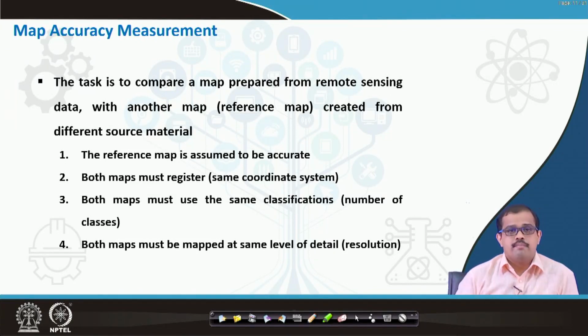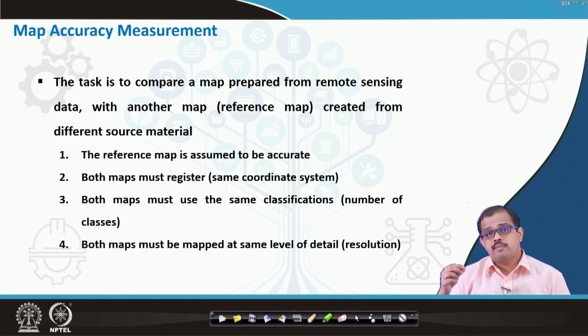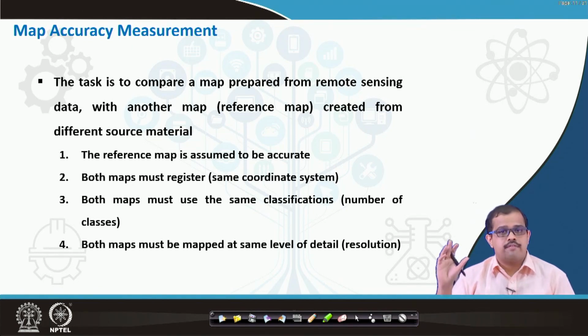So, there is something called map accuracy measurement. This is the task to compare a map that is prepared from remote sensing data and another map which is created from a different source material, basically used as a reference map, which is accurately mapped onto the ground or the real world scenario. So, the basic assumption that we normally use is that the reference map is accurate. And both maps, I am repeating it again and again, when you are comparing, both of them should be in the same reference system.